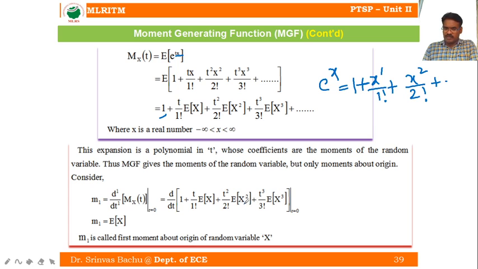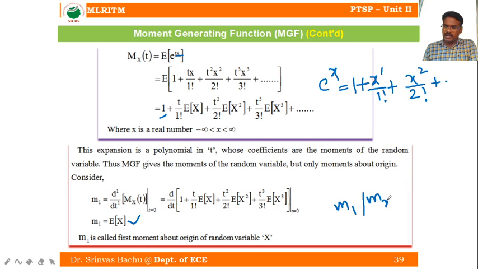From the third term onwards, t terms are involved, but t equal to 0. After substituting t equal to 0, these t terms vanish, because after differentiation we are substituting t equal to 0. So only one term remains, that is expectation of x. This is called the mean value. Mean value is m suffix 1. This is the first moment about origin.